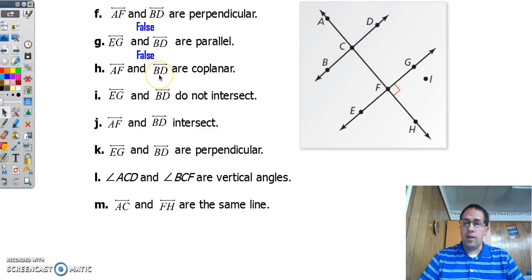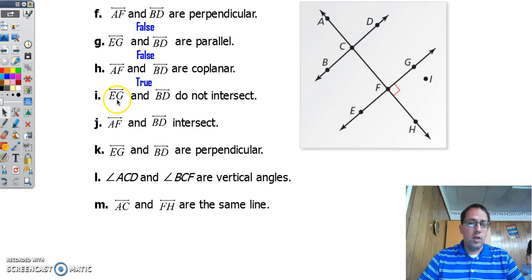Line AF and line BD are coplanar. So there's line AF, there's line BD. Can we assume these to be coplanar? Yeah. In fact, earlier we said we can assume all of this to be coplanar. So sure, we can assume those to be coplanar. Because again, we don't have any other plane there to suggest that some of this is on a plane other than the paper that it's drawn on.